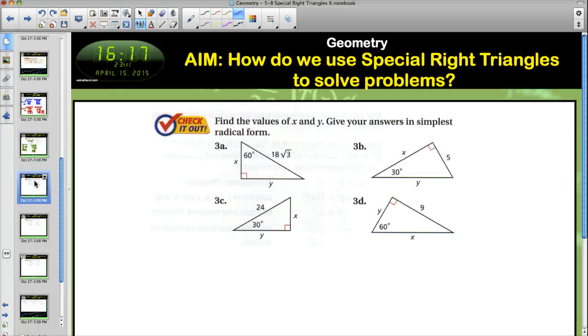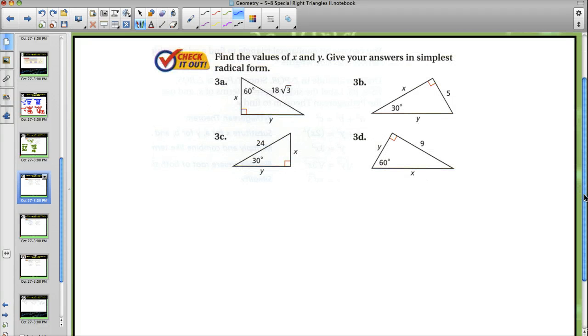Okay, so 3B. Once again, we have to find the values of x and y and give your answers in simplest radical form. All right, so step 1, let's write down the two formulas. We know that the hypotenuse is equal to the short leg times 2. We also know that the long leg is equal to the short leg times radical 3.